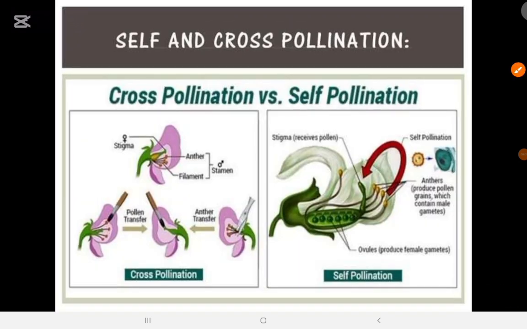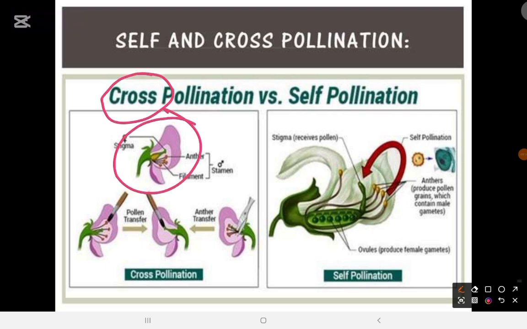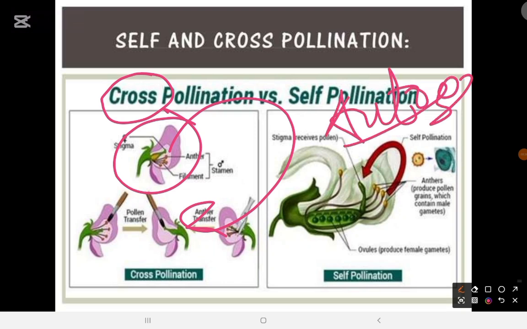So the cross pollination is basically the transfer of pollen grain from the anther of one flower to the stigma of another flower. While if a plant pollinates itself, that is self pollination. It transfers pollen grain from its own anther to its own stigma.